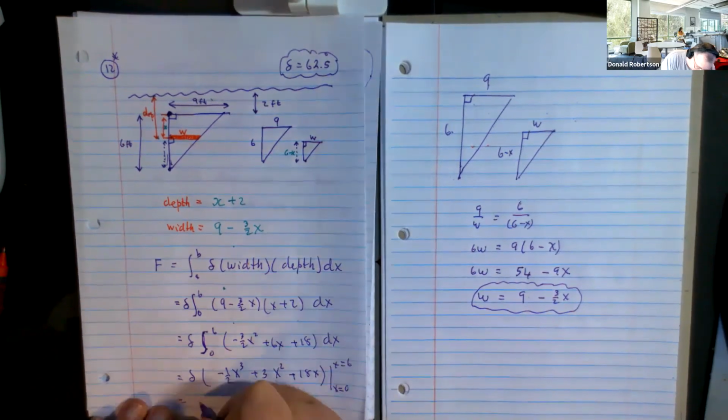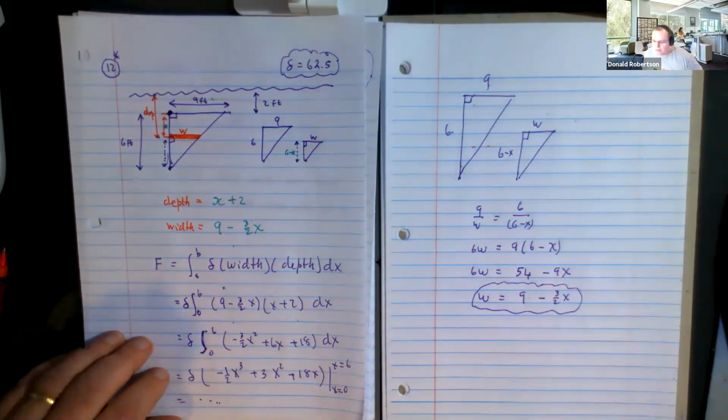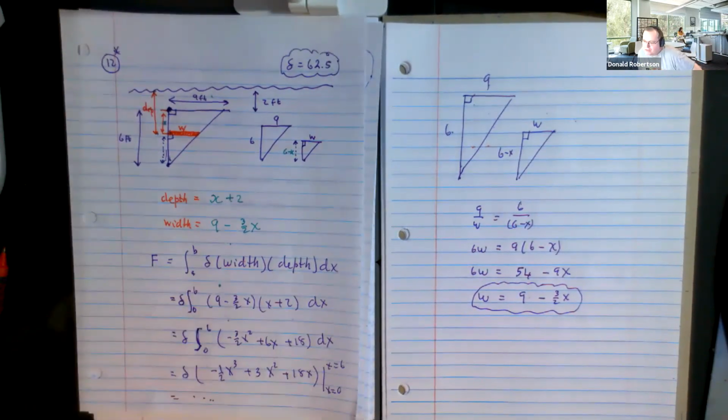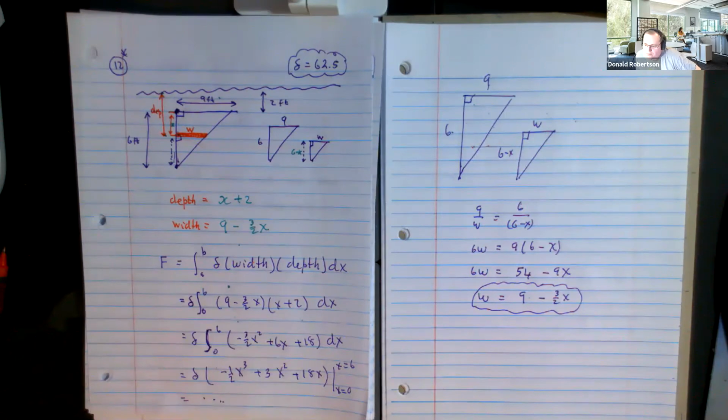Can I just dot this, because it's just going to be really ugly and big, but it is doable, isn't it? Just messy. So can you imagine plugging 6 in here and then taking away 0, and then at the end, times 62.5. Any questions about that?